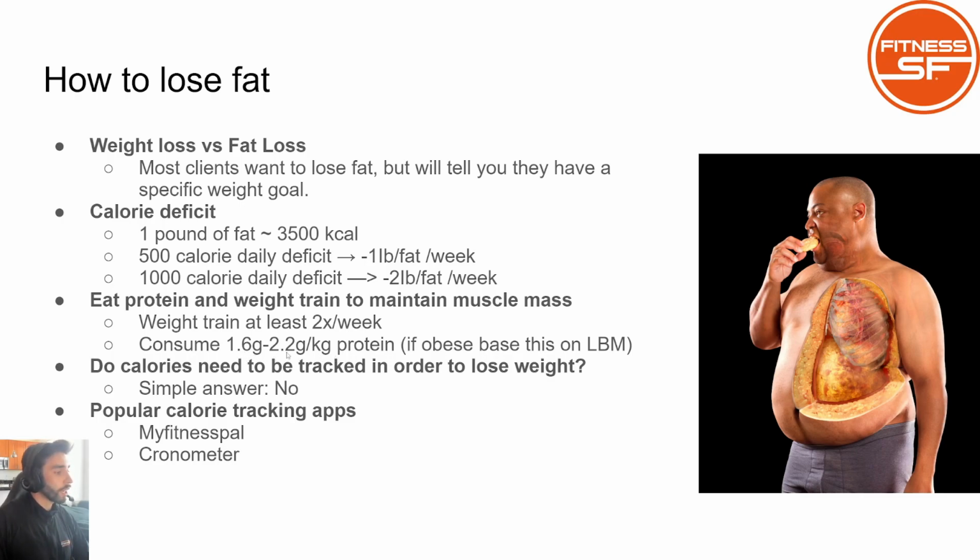And this is 1.6 grams to 2.2 grams per kilogram of body weight of protein. Or if someone's really obese, you can base this on their lean body mass, right? Because if someone's 400 pounds, we're not going to tell them to eat 2.2 grams per kilogram of body weight, because then that's going to be 400 grams of protein. That doesn't make any sense.